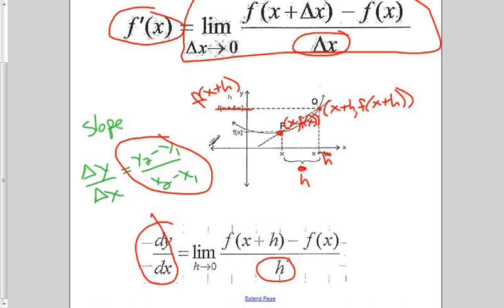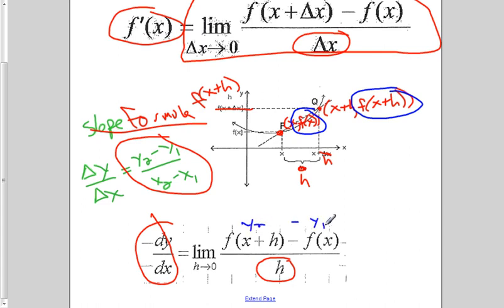If I just did the slope formula and took the difference quotient, change in y, what are my y's? My first y, in blue here, f of x plus h, minus the other y coordinate, f of x, that's y2 minus y1. Then what's my x2? x plus h, and I subtract x1, which is x. x plus h minus x is just h. So this is really just based off of the slope formula.